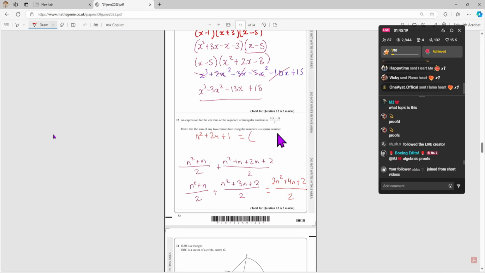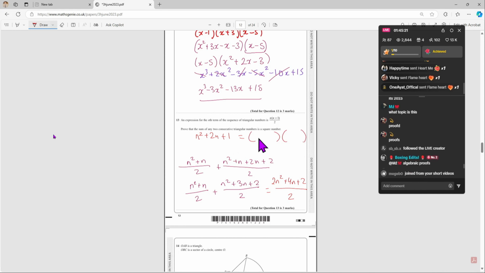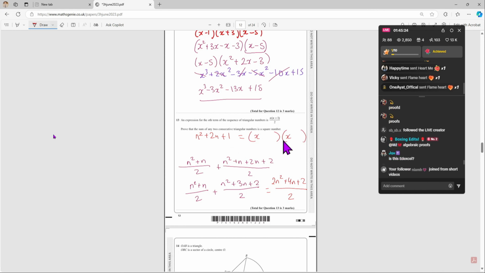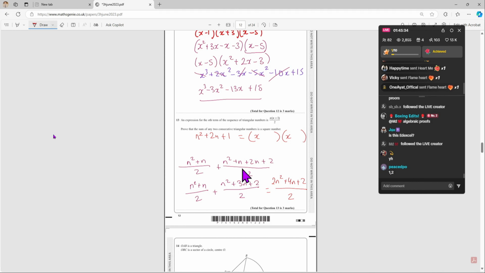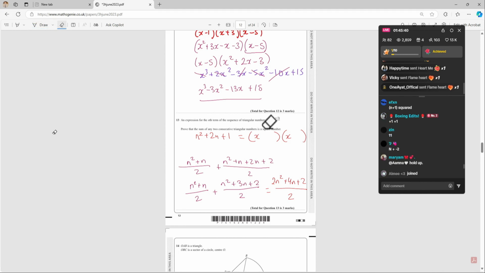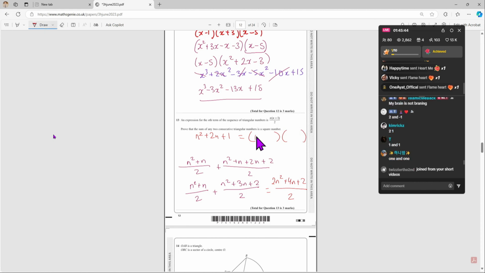This is a quadratic, so this factorizes into a double bracket. So in the chat, tell me, what are going to be the two numbers that go in our double brackets with the x's? What is it going to be? It's going to be, actually I'll put n instead of x because we have n here. It's going to be n plus 1 and then n plus 1.